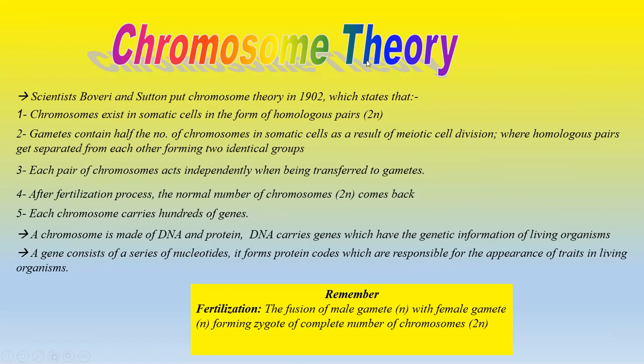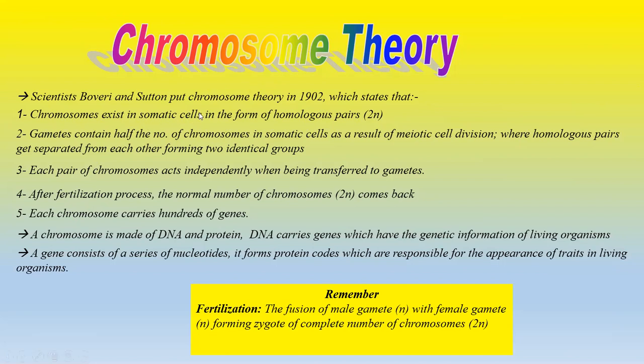The chromosomal theory بقى جم two scientists، واحد اسمه Sutton and the other is Boveri. Both of them put the theory of chromosome in 1902, which states that chromosomes exist in somatic cells in the form of homologous pairs. ال 5 points دول are very important. دول الثيوري اللي اتكلموا عليهم Sutton and Boveri، حطوها لنا عشان نعرف احنا بنتكلم على إيه.